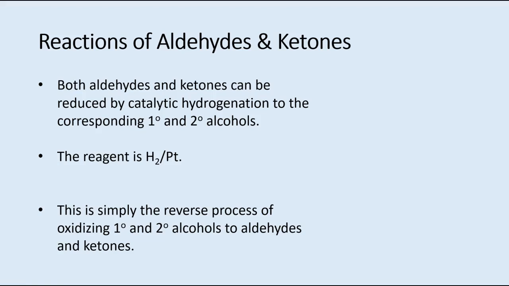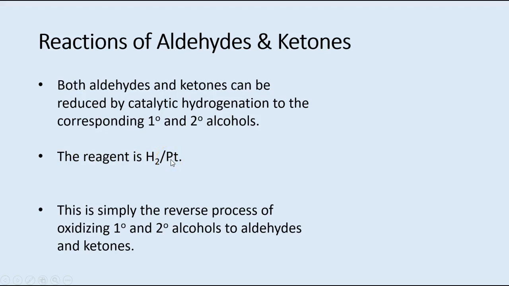All right, let's look at reactions now. There are 2 reactions that aldehydes can undergo. There is 1 reaction that ketones can undergo. Both aldehydes and ketones undergo catalytic hydrogenation, so they can be reduced, and they're going to form corresponding primary or secondary alcohols. And the reagent for reducing a carbonyl group is hydrogen over platinum.